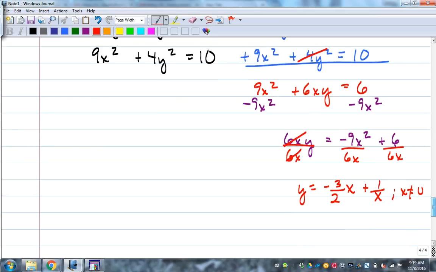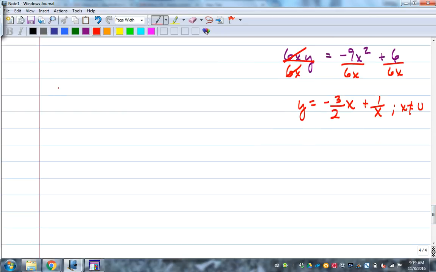So let's do that. Let's replace the y with what y is equal to.